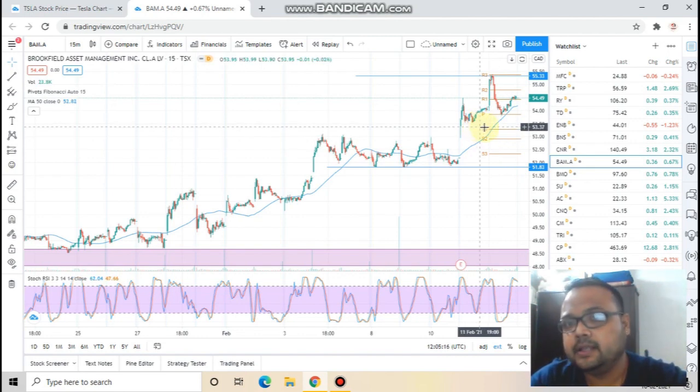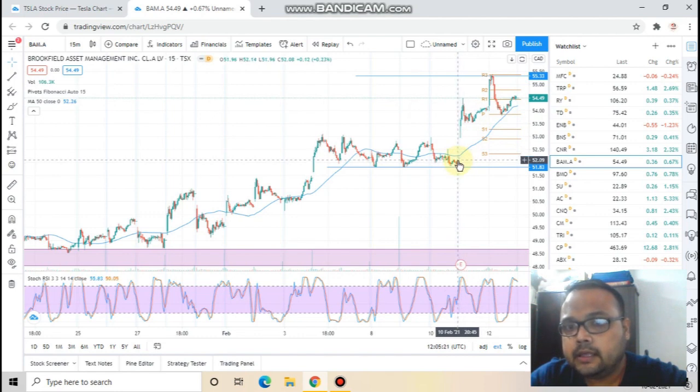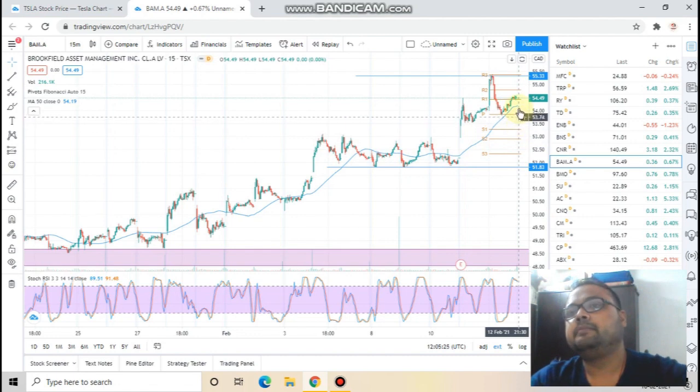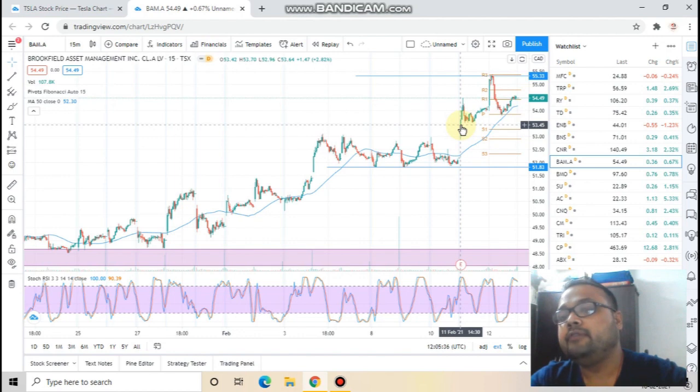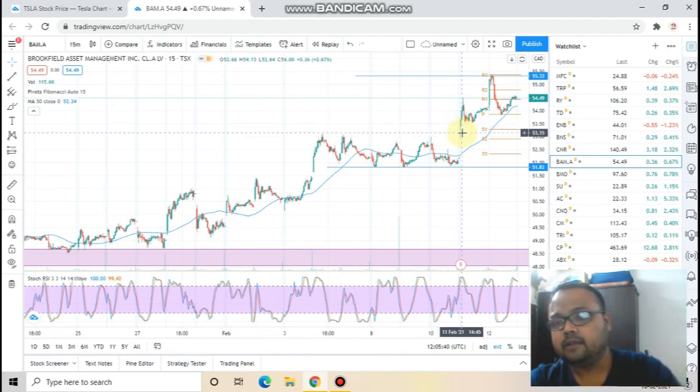Another possibility here is that, see here, this is a very big gap. So there's a possibility that the market may open in this range, gap down in this range, and it may go down. It may go down and bounce back from this particular level of 53.45 or 53.5. I'm talking about this particular level. From this level, there is also a chance that price may bounce.